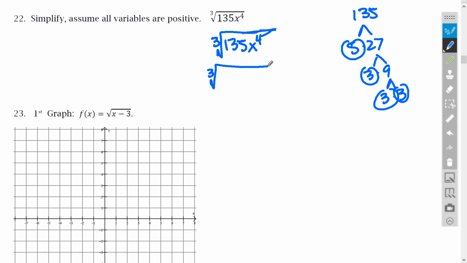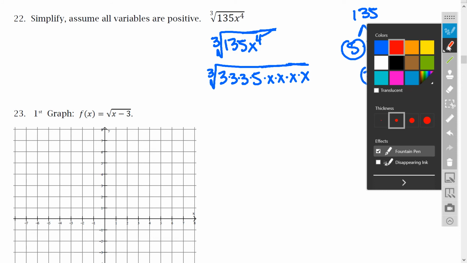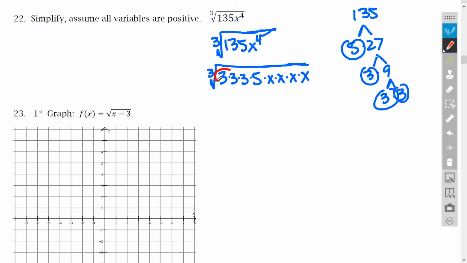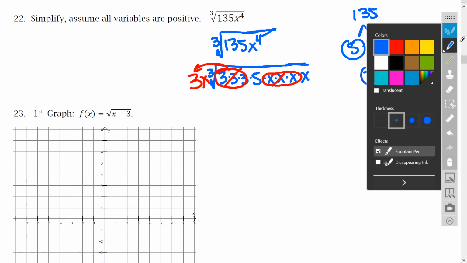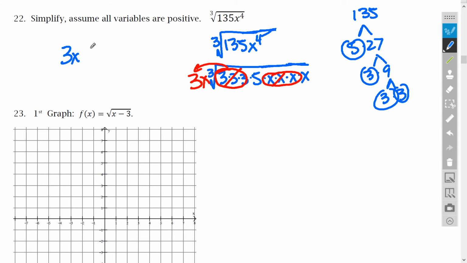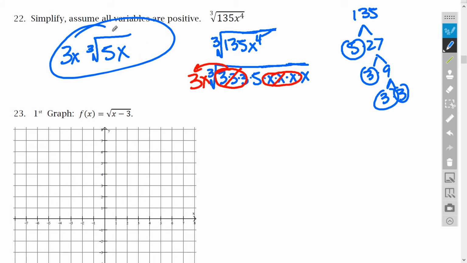So the cubed root of 3 times 3 times 3 times 5. And then x to the fourth, x times x times x times x. Okay, so since it's a cubed root, I can take out perfect cubes, which would be 3 of the same number multiplied together. So a 3 is going to come to the outside, and an x is going to come out to the outside. So I have a 3x on the outside, and then on the inside I have a 5 and an x. So 3x on the outside, cubed root of 5x.